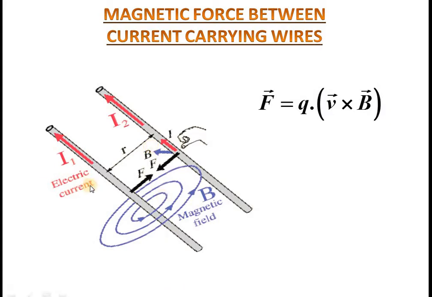For example, we will take the simplest case with two wires. Both wires are carrying current. You can call I1 and I2 the currents passing through the wires, and they are separated by some distance. If you take the first wire, it carries a current, so there will be a magnetic field around it, and the second wire is situated in the magnetic field of the first.